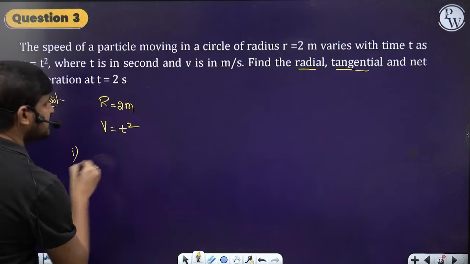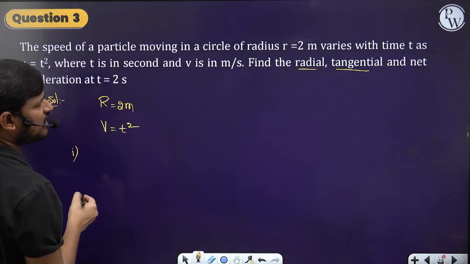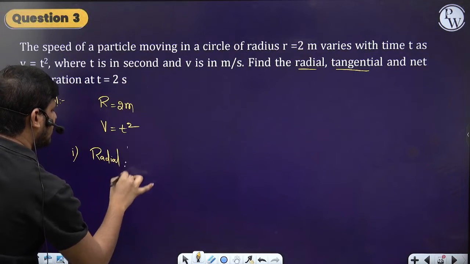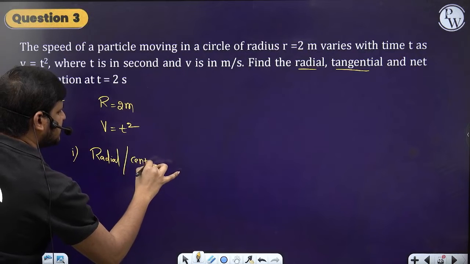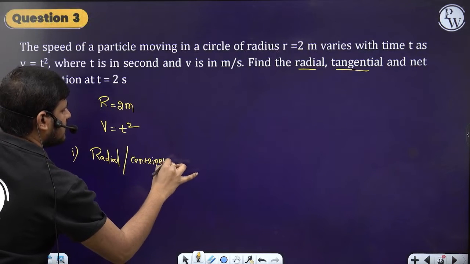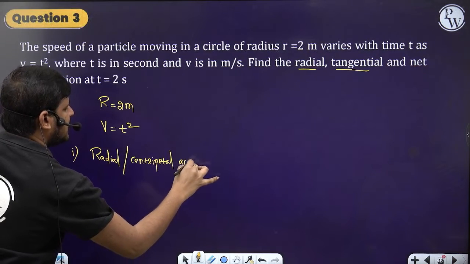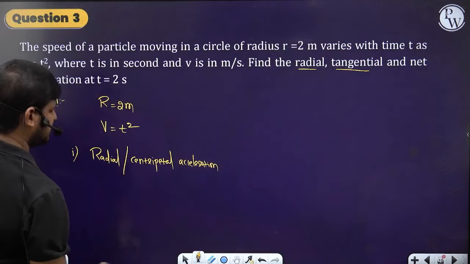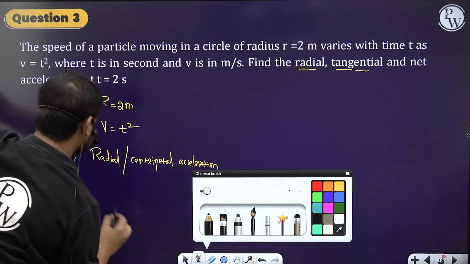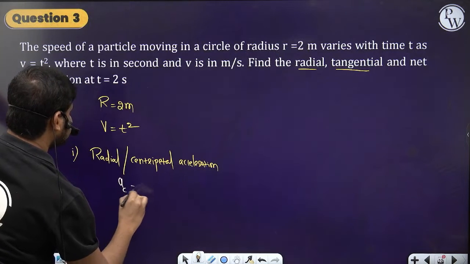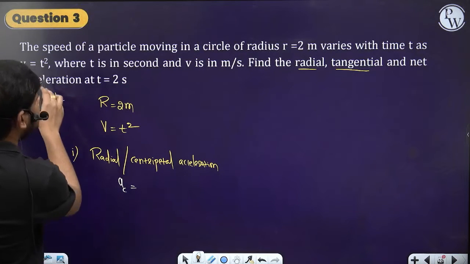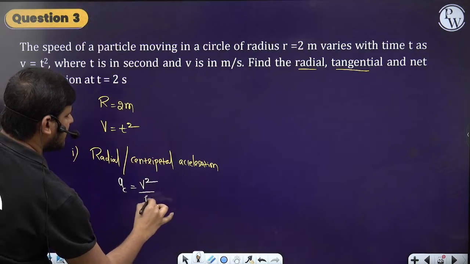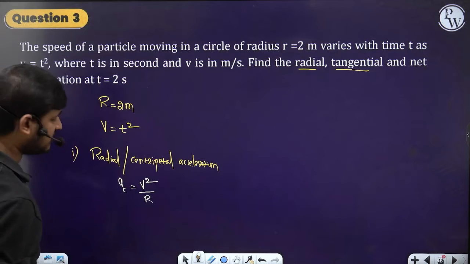So radial means radial or centripetal. Both accelerations are the same. Let's find the radial or centripetal acceleration, where they are asking at t equal to 2 seconds. Here the radial acceleration formula is, v is given and r also we know. Let me use the formula v square by r.